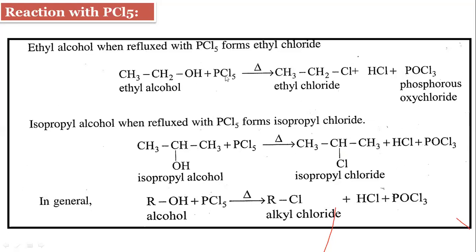If this OH is replaced with 1 Cl, 1 Cl will replace here. Then 4 Cls will be remaining. 1 will be combined with H as HCl, and the 3 Cls will be combined with this PO, which gives phosphorus oxychloride. When we write the reaction, we will understand. Then this is an example of isopropyl alcohol, a secondary alcohol. With PCl5, OH is replaced with Cl, and the remaining byproducts are the same.